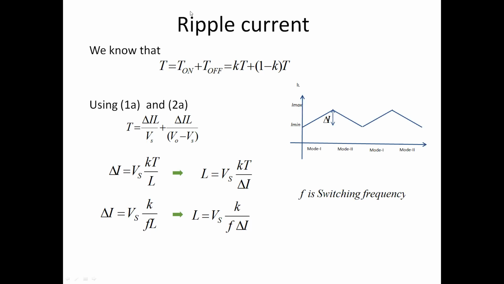Now we can derive the ripple current expression. We know that the time period T is equal to T on plus T off, which is KT plus (1 minus K) into T. Substituting for KT and (1 minus K) into T, after rearranging and simplifying, we get del I is equal to Vs KT by L, or del I is equal to Vs K by FL, where F is 1 by T. From this expression, we can get the expression for L as Vs into K by F into del I.